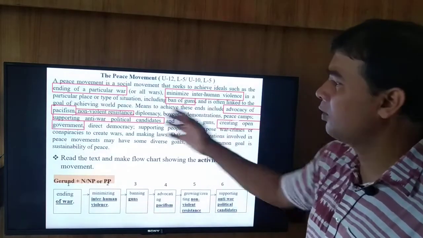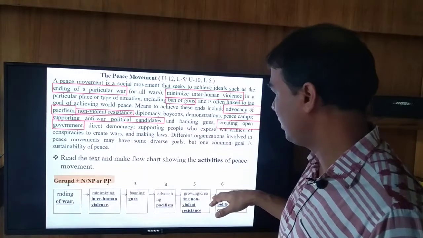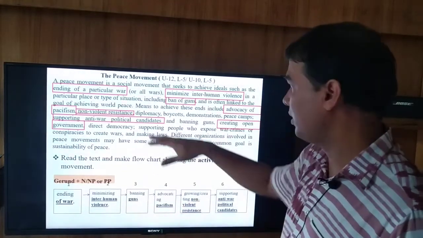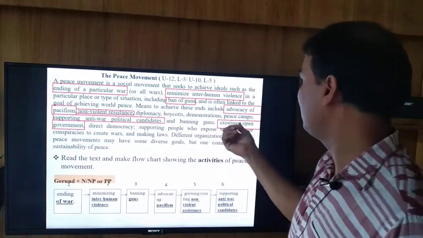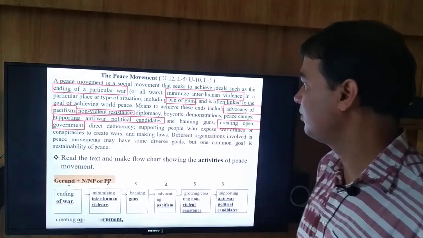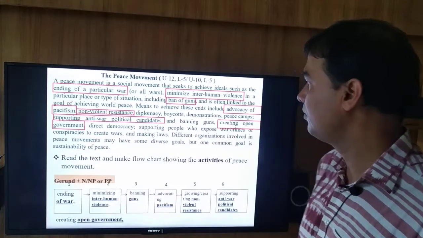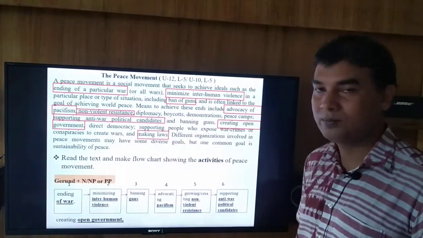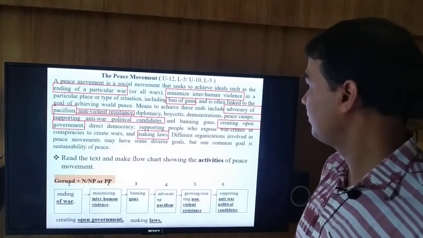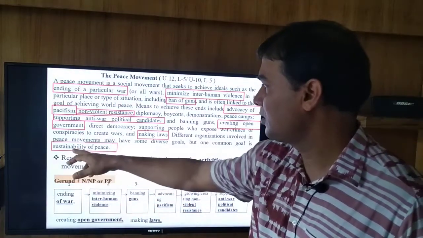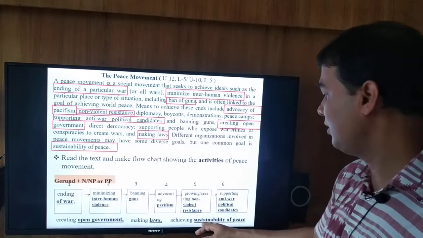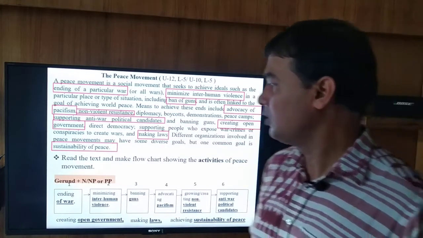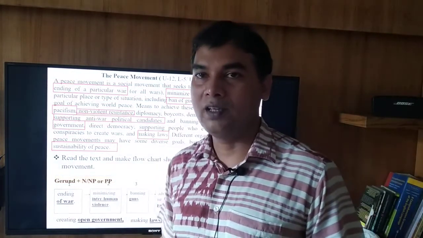There is more information, but we have already finished the 5 pieces of information. I am going to show you that there is other information that you can also take. Creating open government, making laws, sustainability of peace. We can say achieving sustainability of peace. So in this way we can write a flowchart.